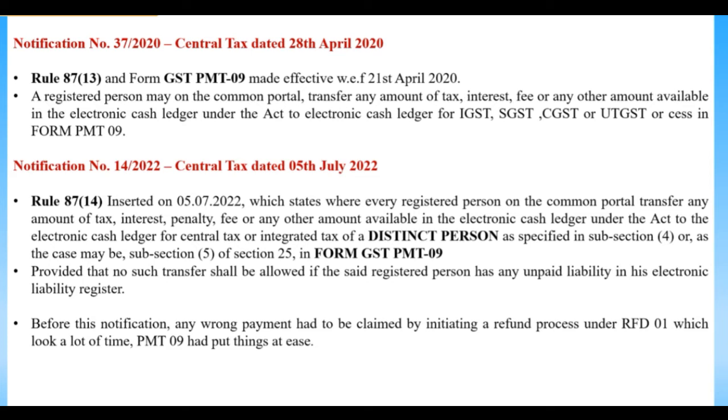So by way of Rule 87 Sub Rule 14, now a person having a GST number in more than one state, with the same PAN number and distinct entities in different states, having a different GST number in each state, can make transfers. If instead of paying for Tamil Nadu state, he had wrongly paid for Kerala state in the wrong GST number, he will be in a position to transfer the wrong amount paid in one GST number to the other GST number through PMT 09.